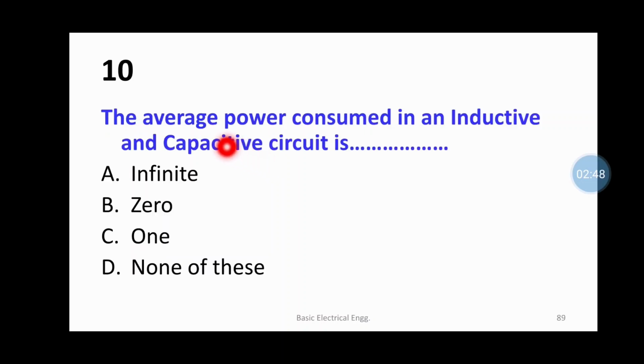Question number 10. The average power consumed in an inductive and capacitive circuit. You know that average power consumed by inductive and capacitive circuit will be always equal to 0. Only the resistive element will dissipate the power. Alright, so you can select option B. Because these two elements are energy storage elements, they never consume any power.